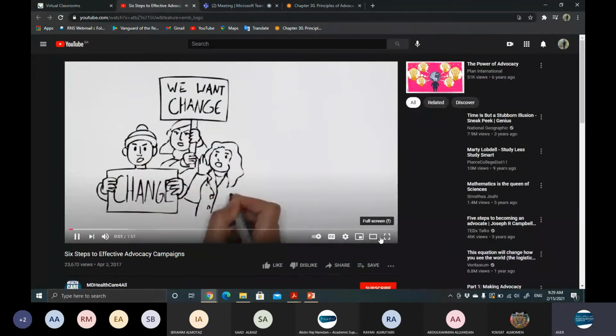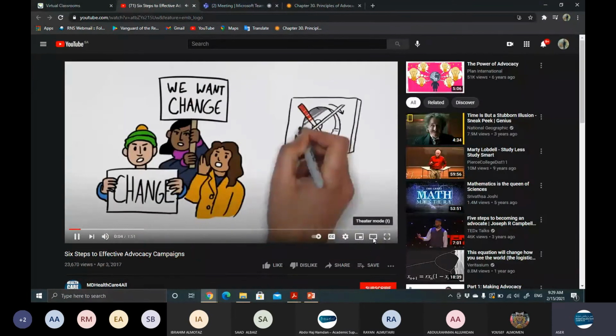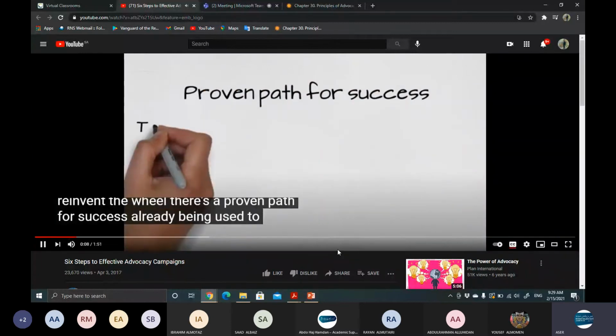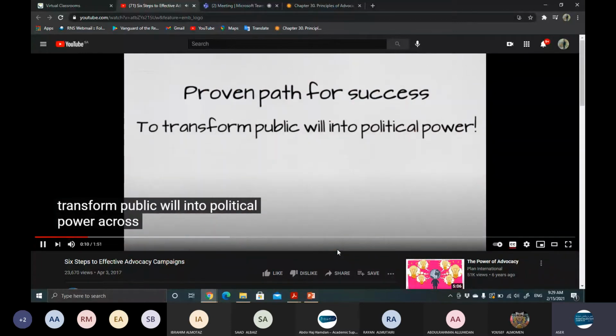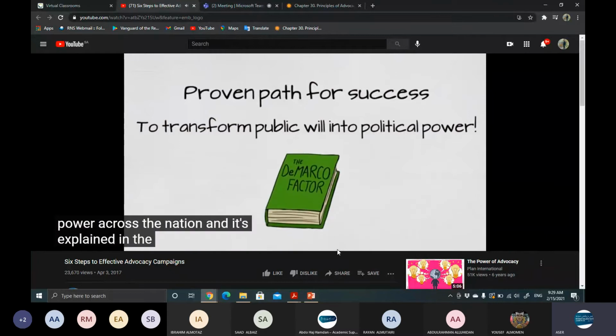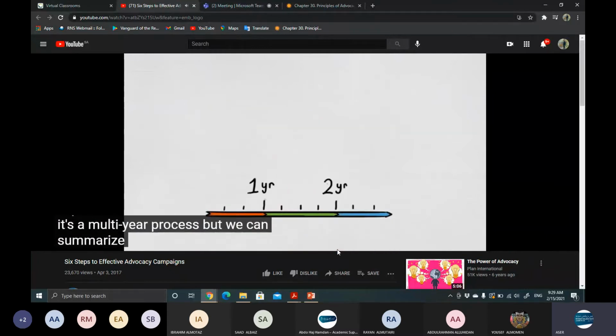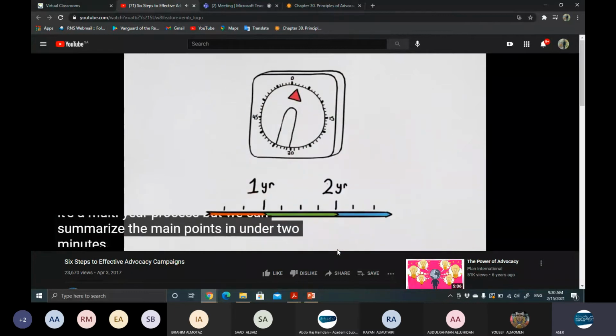While grassroots campaigns need to be strategic, they definitely don't need to reinvent the wheel. There's a proven path for success already being used to transform public will into political power across the nation, and it's explained in the book, The DeMarco Factor. It's a multi-year process, but we can summarize the main points in under 2 minutes.